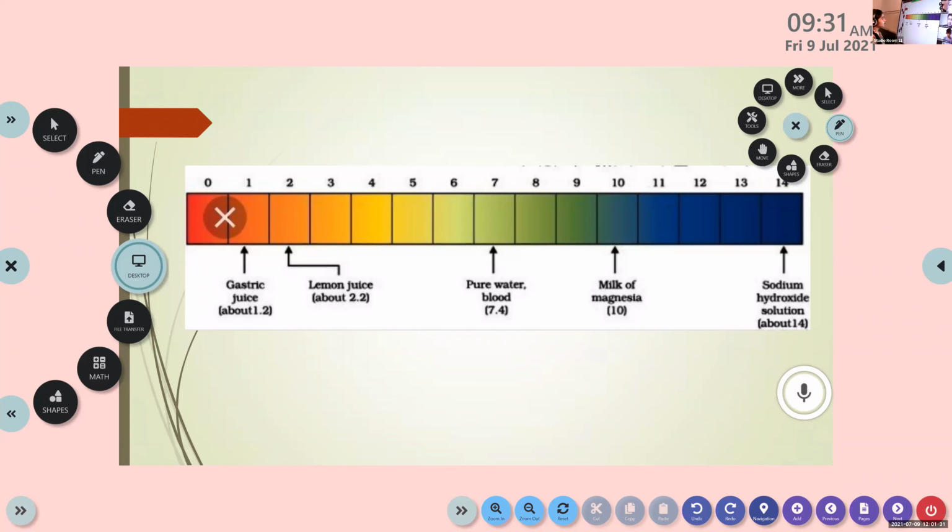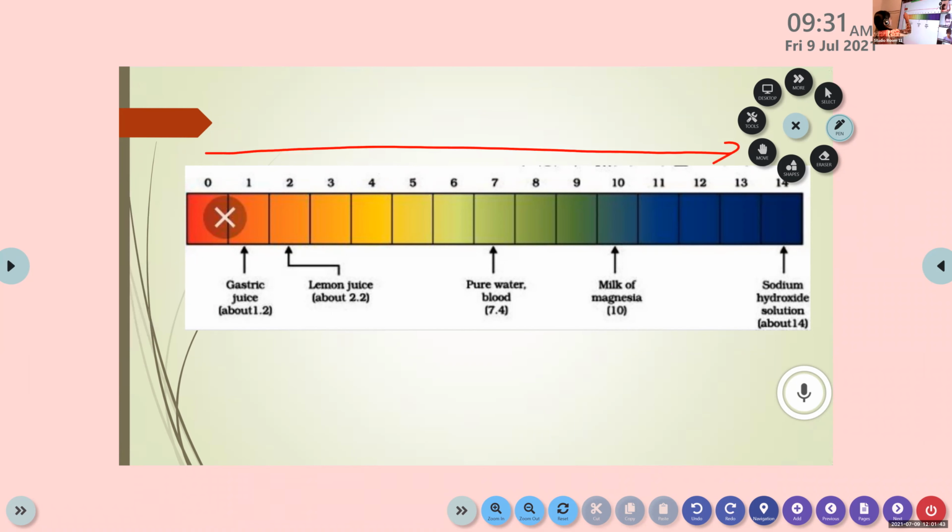Okay, this is just the model of the pH scale. Here you can see that from 0 to 14, that's the pH range. And each substance shows its own pH value. Gastric juice is about 1.2, so it shows a light orange color. Then lemon juice is about 2.2. It's also a mixture of orange and yellow color, right?